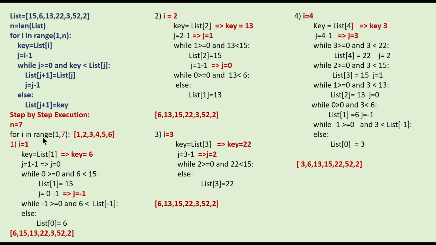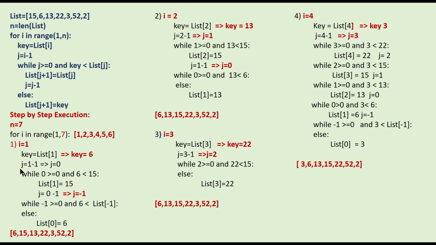Now initially i will take the value 1. With the value of i equal to 1, I am going to execute the list of statements. Now key is equal to list of i. What is the i value? The i value is 1. Key is equal to list of 1. What is the element present in the first position, that is, the first index? It is 6. So now key takes the value 6.